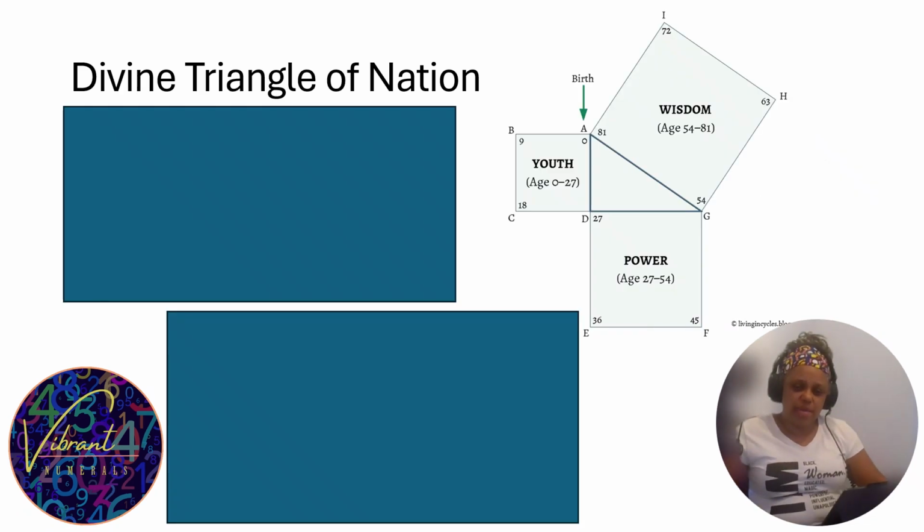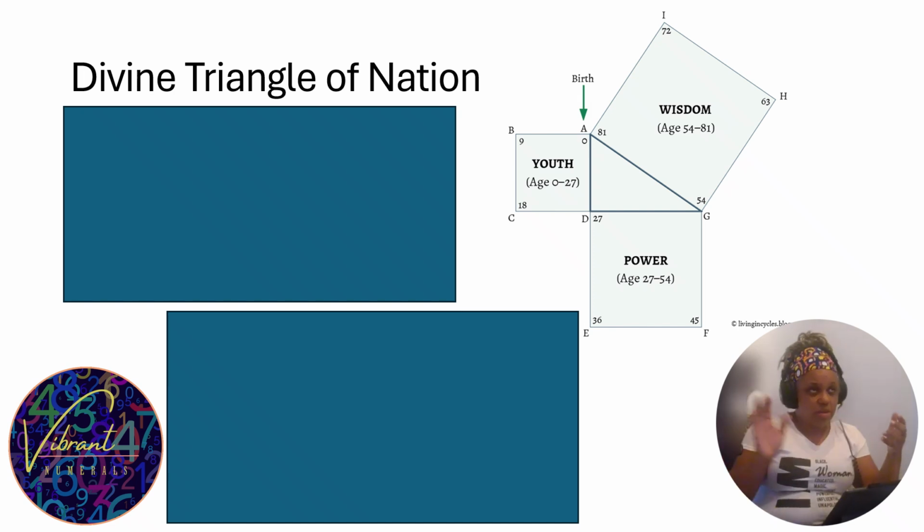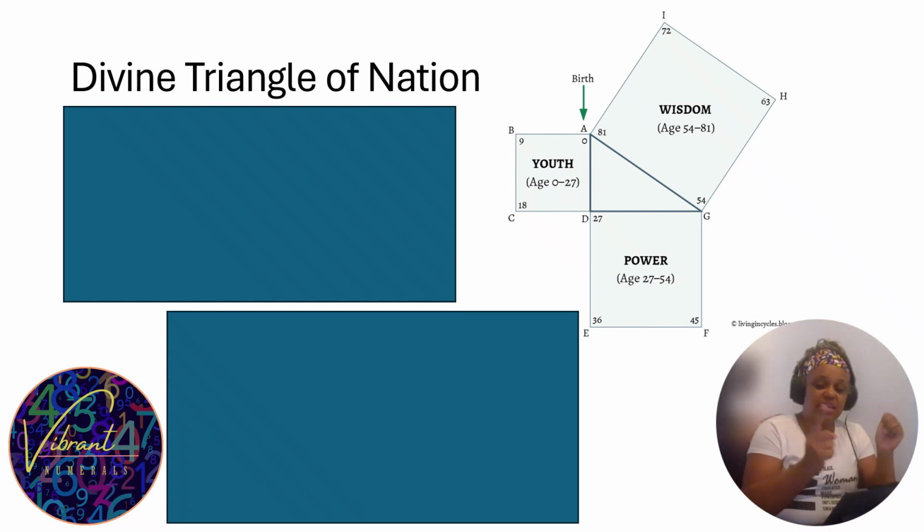So we're also able to construct this divine triangle for the African American nation, remembering that this is the life cycle, because this is not a person, but is a nation that just builds and doesn't necessarily die. We can continue around this, but every time we pass that 81 years, it's a rebirth. So it's stepping into a new identity.